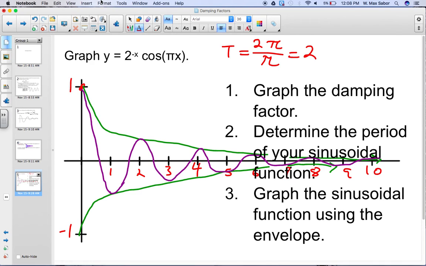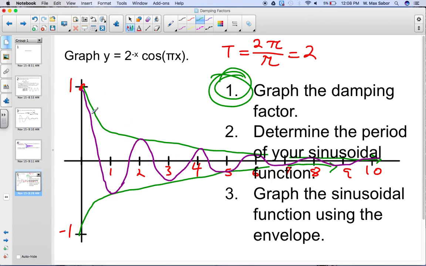So, in other words, the colors that correspond to what we just did: first you're going to graph the green 2 to the negative x and its reflection over the x-axis. Second, you'll determine the period, which is what we did up here in red. And lastly, we'll graph the curve fitting between the envelope.